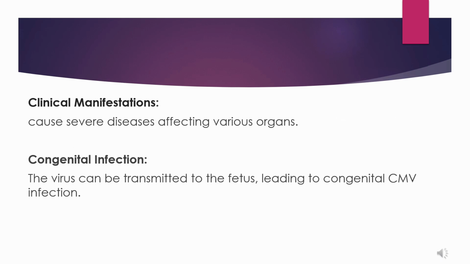Clinical manifestation of cytomegalovirus: in immunocompromised individuals such as transplant recipients and HIV patients, cytomegalovirus can cause severe disease affecting various organs, including the lungs, liver, and gastrointestinal tract. Congenital infection: if a pregnant woman has a primary cytomegalovirus infection, the virus can be transmitted to the fetus, which leads to congenital cytomegalovirus infection in the baby.